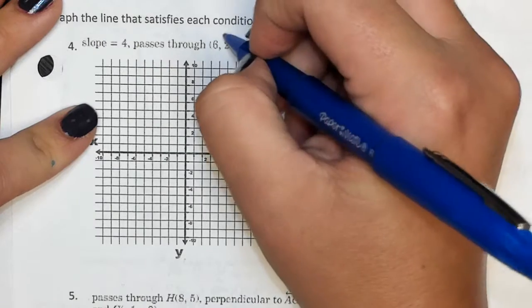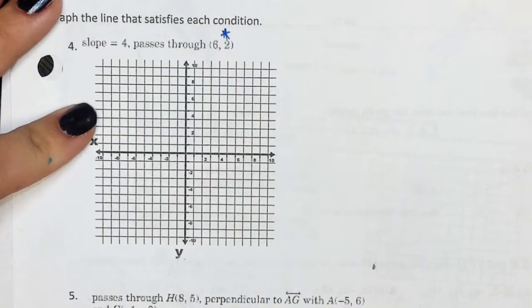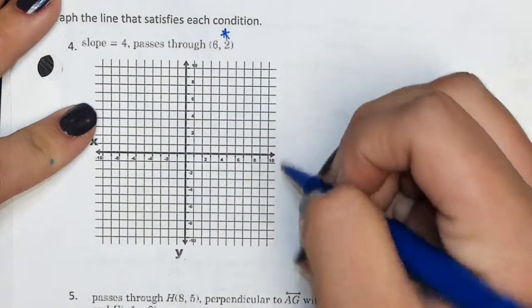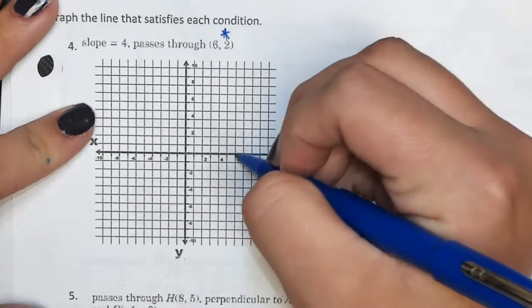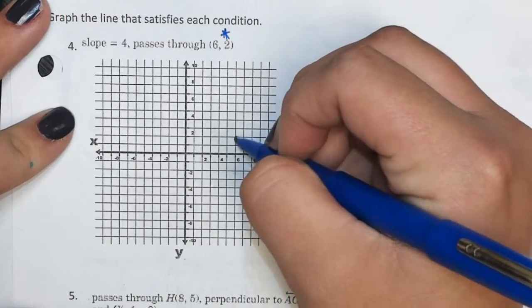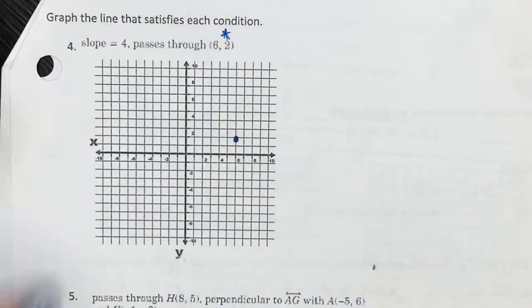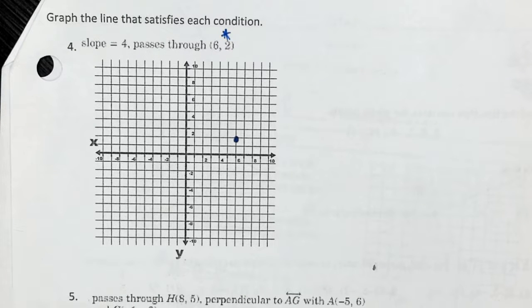I would start where it tells you to start. So I would go over 6. So you have to go positive 6, up 2. So that's your point. Everybody needs to be putting this on their graph. So go over 6 and up 2.